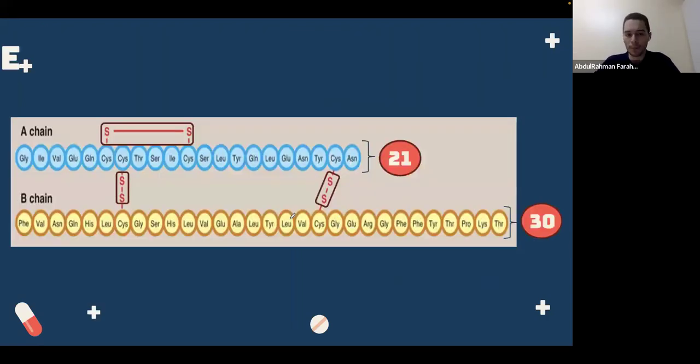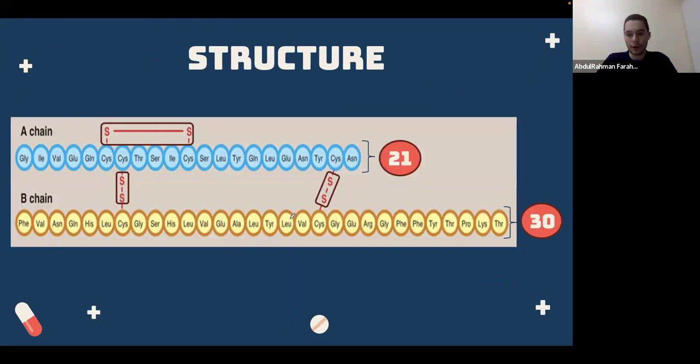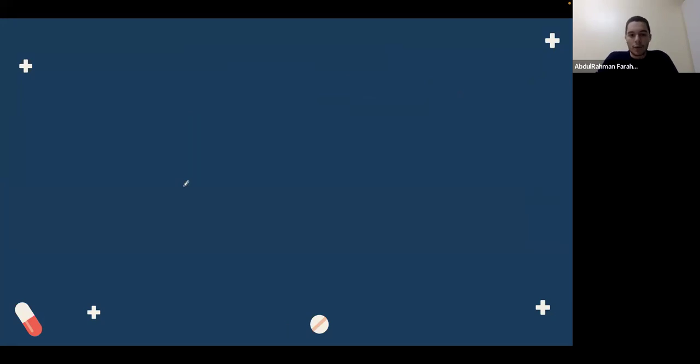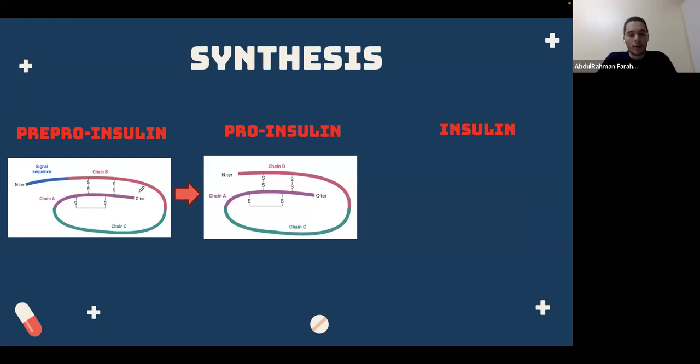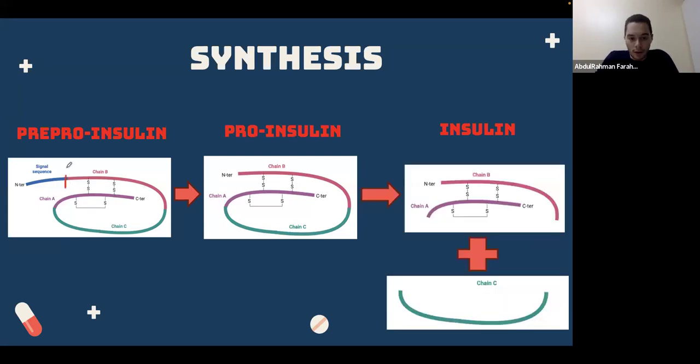Now, speaking about the structure of insulin itself, it's made of two chains, an alpha chain and a beta chain. The alpha chain consists of 21 amino acids and the beta chain of 30 amino acids, and together they are 51 amino acids. There are intramolecular disulfide bridges, and to connect both chains together, you would have two disulfide bridges. For the synthesis of insulin, you would start with pre-proinsulin, and then we cleave the signal sequence. We get proinsulin, and by cleaving the C-peptide, we get insulin and the C-peptide.